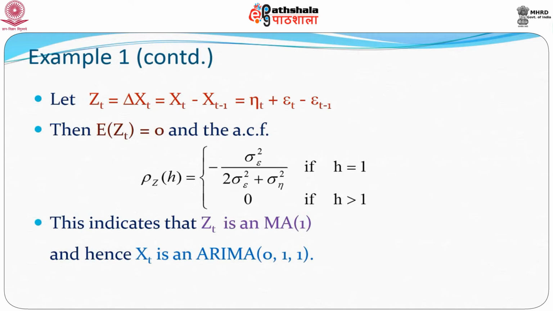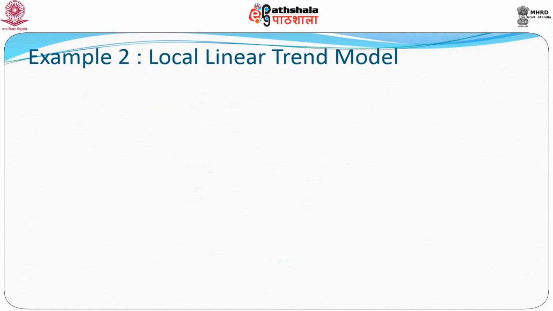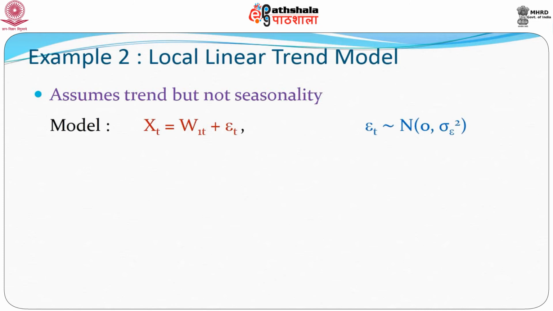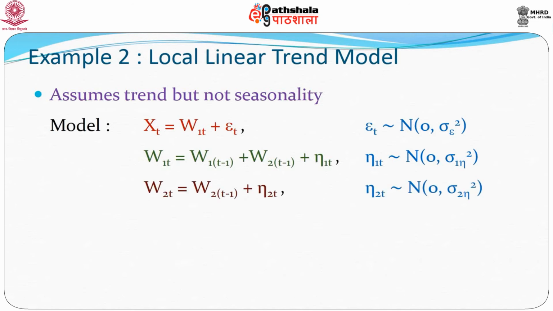Now, let us look at the next model. This is the local linear trend model. So, in this case, we assume that there is a trend, but there is no seasonality. So, we model xt is equal to W1t plus epsilon t as before. So, xt depends on the latent variable W1t, and W1t itself depends on W1t minus 1 and W2t minus 1 besides an eta 1t, and again eta t is white noise. And then finally, what we have is W2t is equal to W2t minus 1 plus eta 2t.